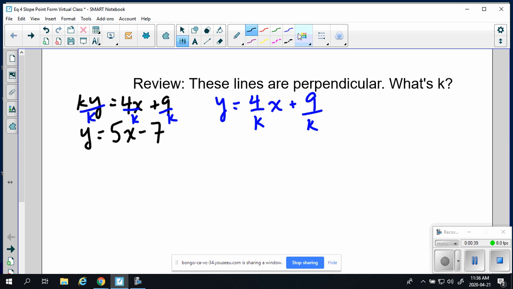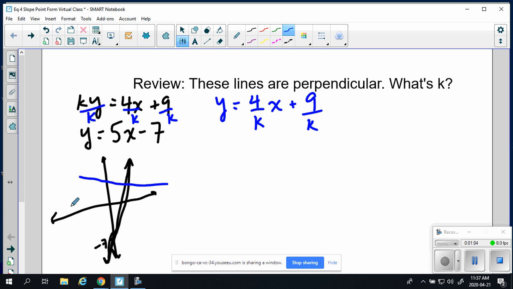Now, we know that the blue line is perpendicular to the black line. So if I draw the black line, I can just do a sketch here. I can see that the slope is 5x and the y-intercept is negative 7. So I'm expecting quite a steep line. I don't know what the y-intercept of this blue line is, but I do know that it is perpendicular to this one. So maybe it looks like this, maybe it's over here, but whatever that blue line is, it is perpendicular.